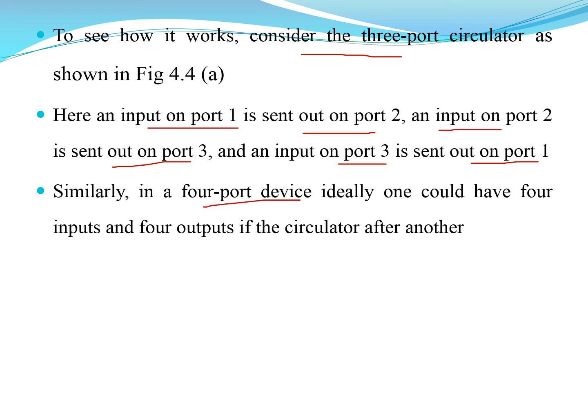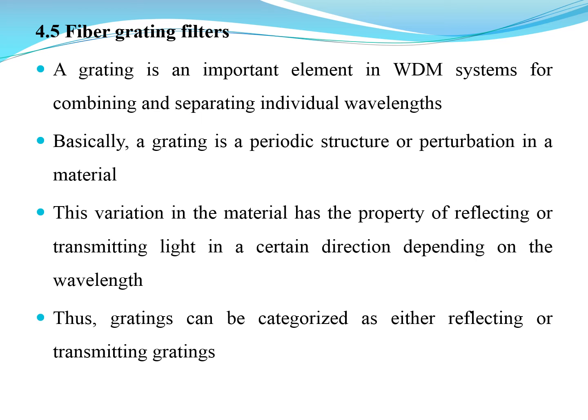So in a 4-port device, we can have 4 input ports and 4 output ports, so that the optical signal can be easily circulated in these ports. The other optical components we consider are fiber grating filters. A grating is an important element in wavelength division multiplexing systems that is used for combining the light and also separating the light of different wavelengths.